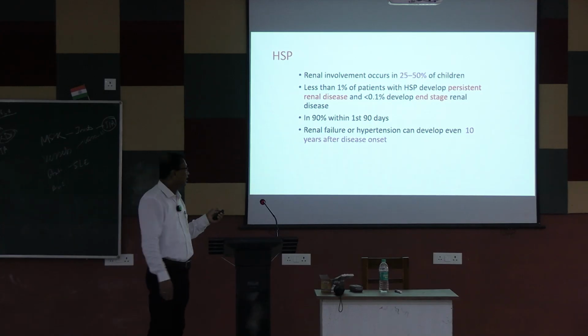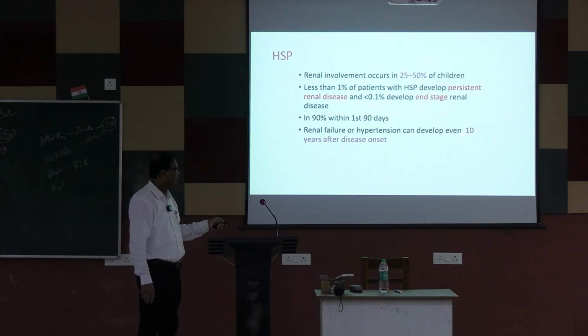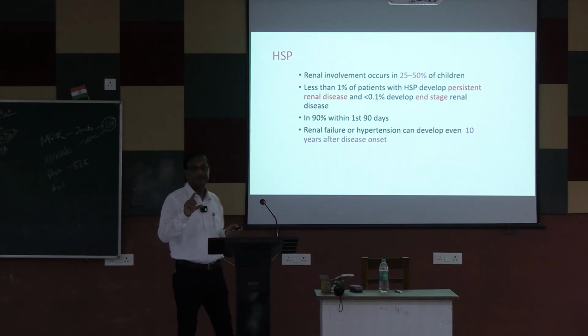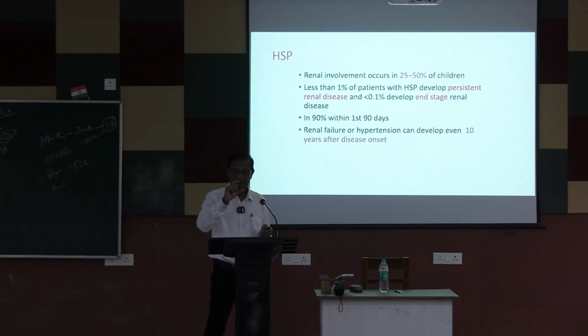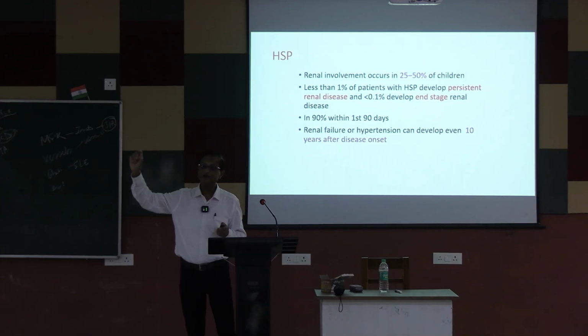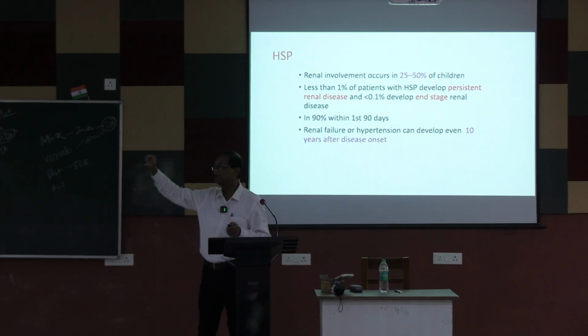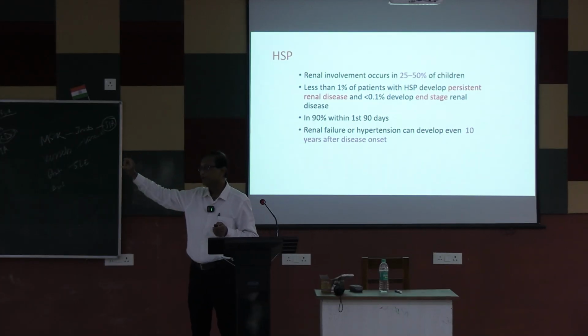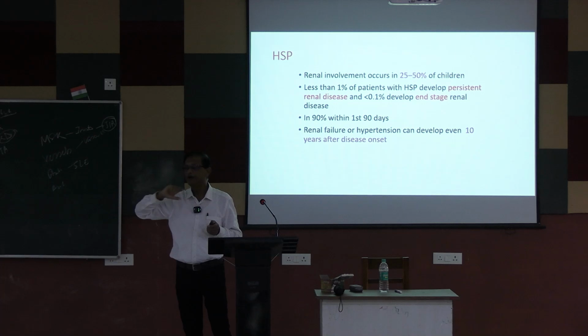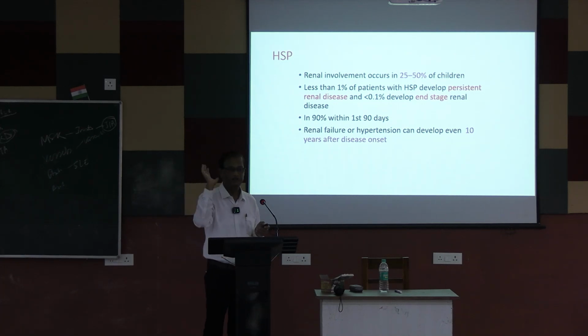That is the criteria. Renal failure and hypertension can develop 10 years after the onset of disease. So renal failure may not be present at the beginning of the disease; it may occur 90 days after the onset. That's why all patients with HSP have to be followed for a longer period of time, depending on the severity of renal involvement. If there is no renal involvement, after 1 year you can discharge and remove from follow-up.